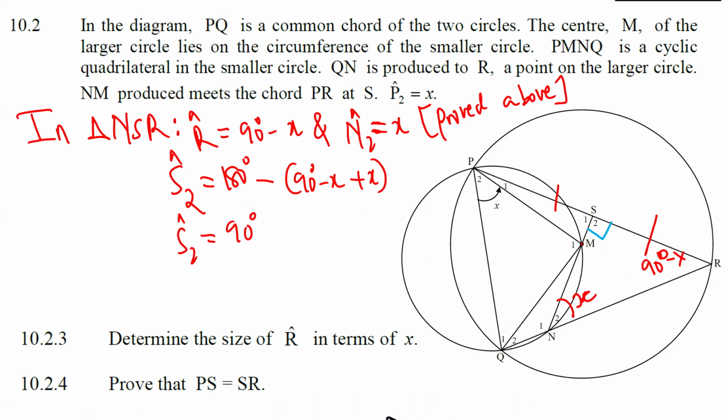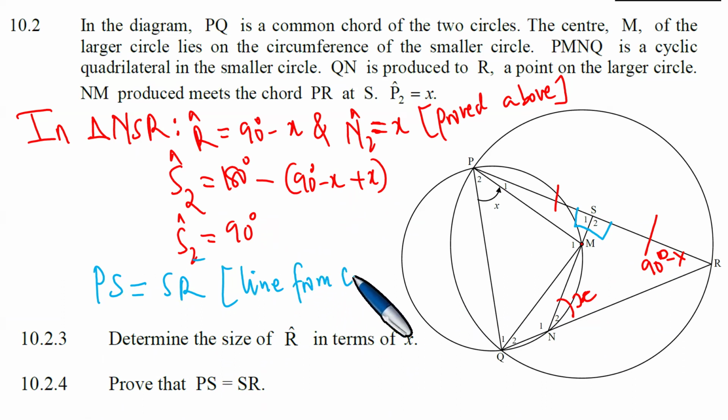Upon careful inspection, it is therefore clear that this angle S2 is 90 degrees, but also you can say that S1 is also 90 degrees because these are adjacent angles on a straight line. But this is enough to allow us to make the conclusion that PS is actually equal to SR. So we're saying PS equals SR, and the reason for that is line from center perpendicular to chord.